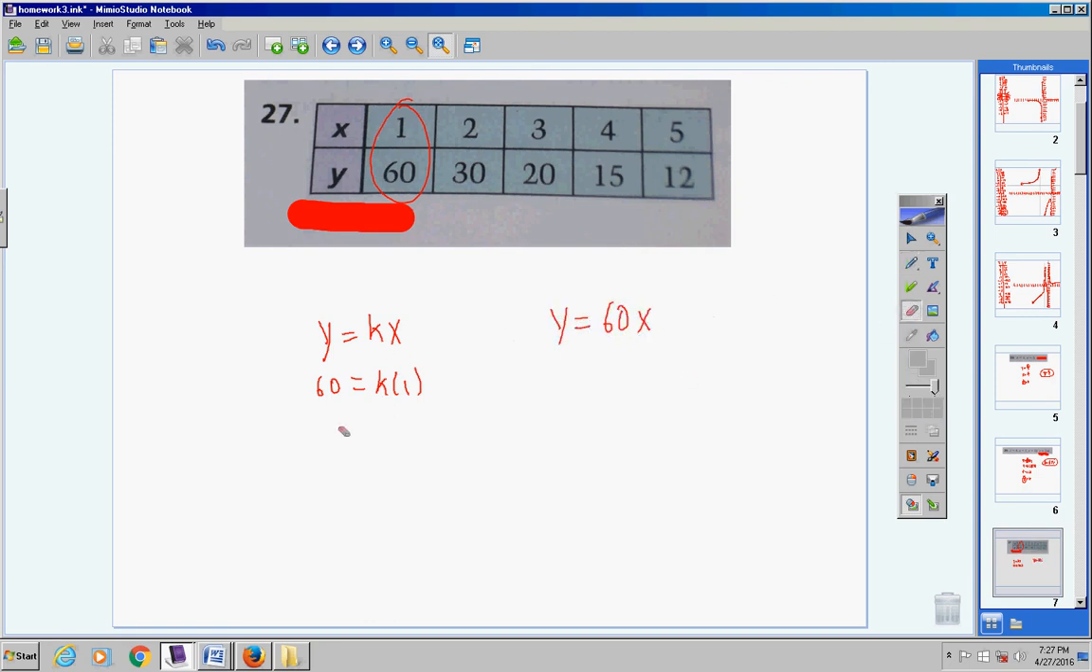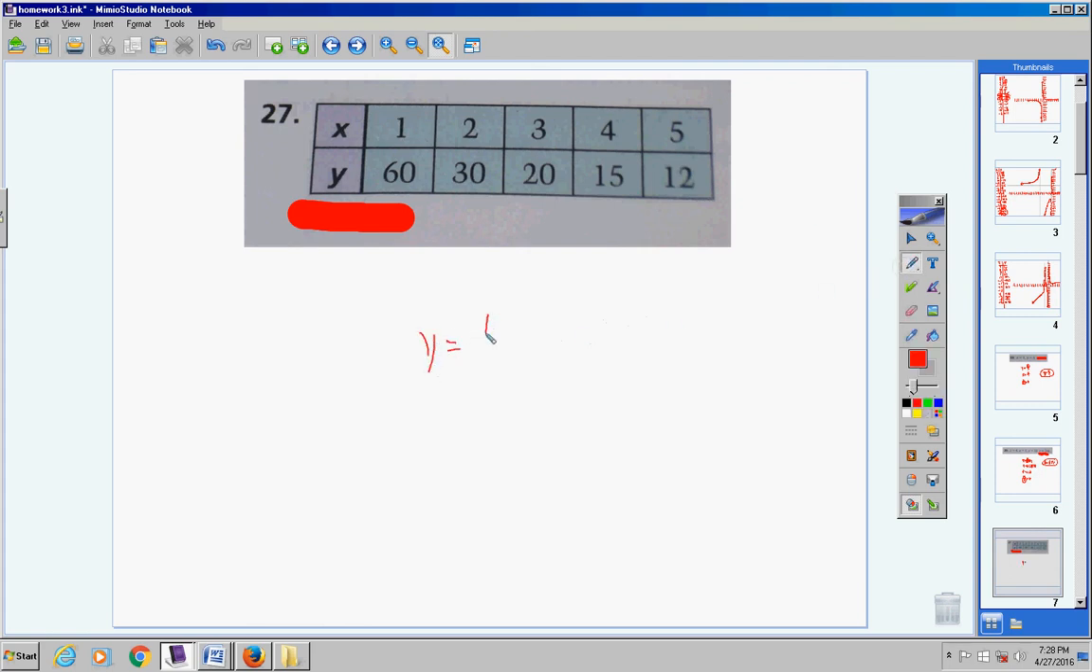Now this model should work for every ordered pair. So put a 2 in for x. 60 times 2 is 120. Well, up here when they put 2 in, what do they get out? 30. Does that fit into this? Not at all. It only has to fail once for you to know it doesn't work. So we don't have direct variation. Well, maybe we have inverse variation. Let's try it and see.